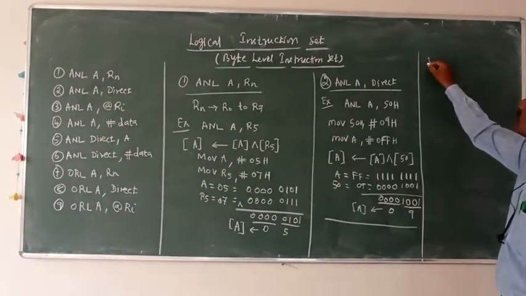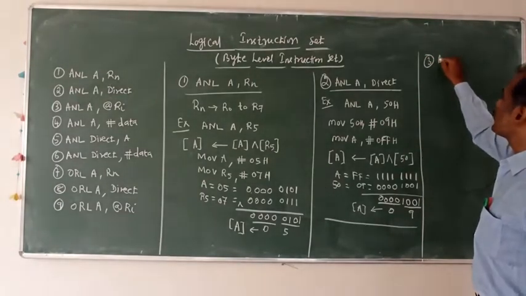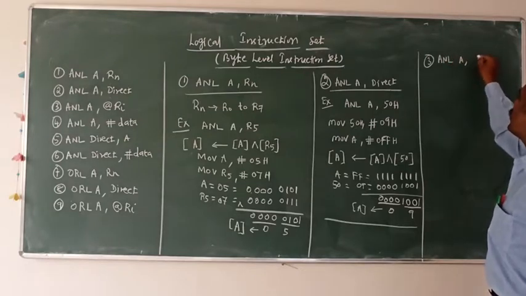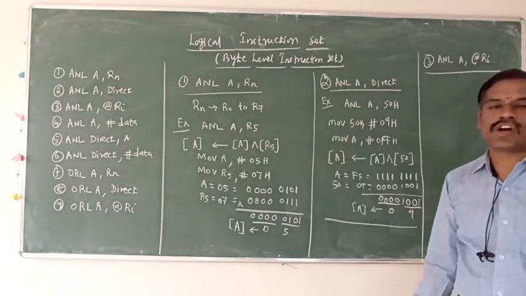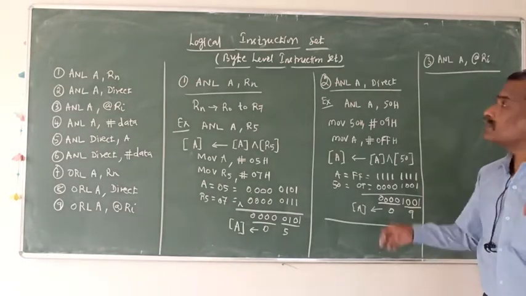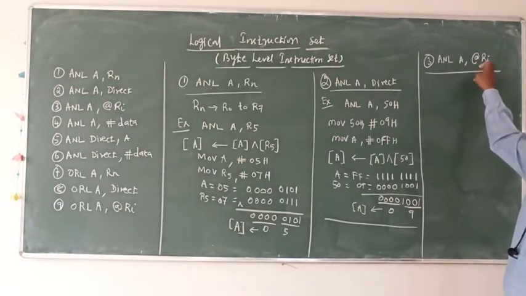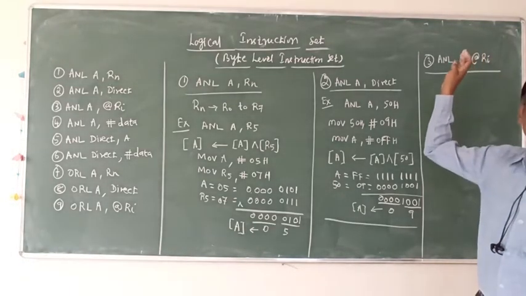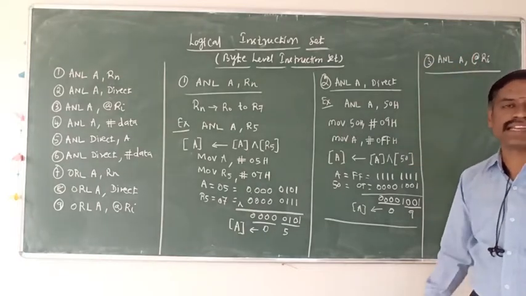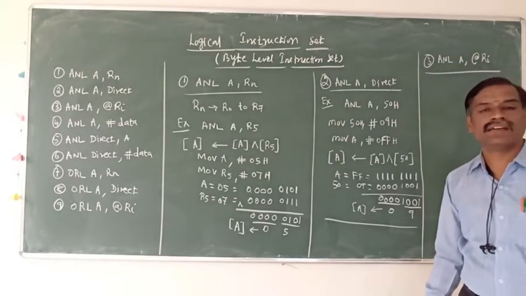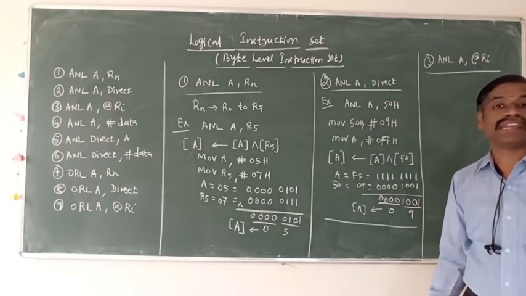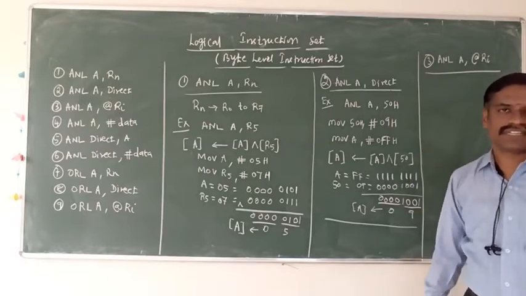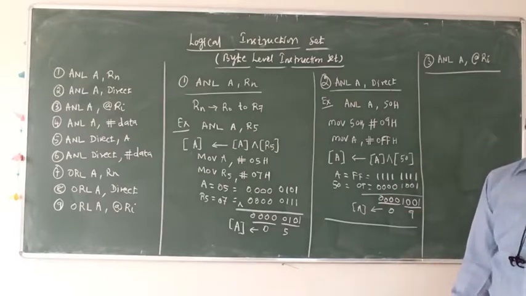And the third one: ANL A comma at the rate of RI. This is also logically an instruction, accumulator with data available in internal memory address location. Data is not directly available; data will be available indirectly. Data is available in memory, and the memory is available in an internal register. This is for indirect register memory address location data.